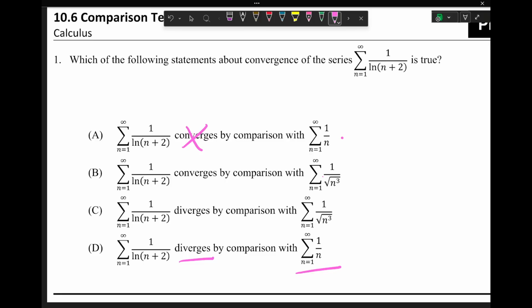Okay, so then which one of these two doesn't make sense? See, so if nothing else, just knowing this diverges and these converge, understanding that what you compare it to has to do the same thing gets you already down to a 50-50.